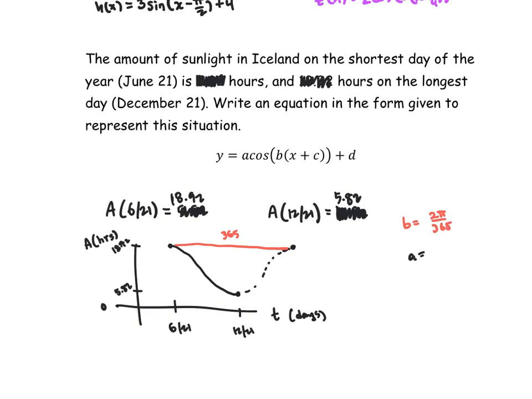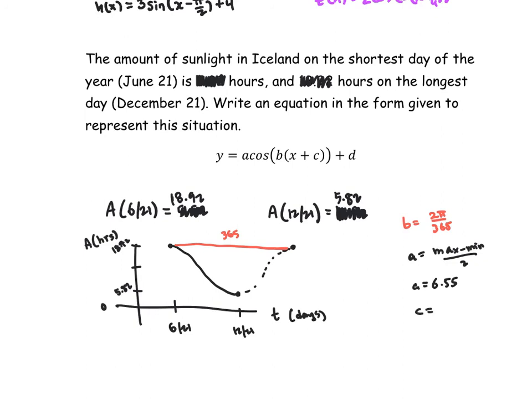Okay, what is A going to equal? Well, A will be our max value minus our min value, and we're going to divide it by 2 because we want to find the value in between them. So we're going to take 18.92 minus 5.82 and divide by 2, which for me on the calculator comes out to be 6.55. Okay, so our amplitude is 6.55.